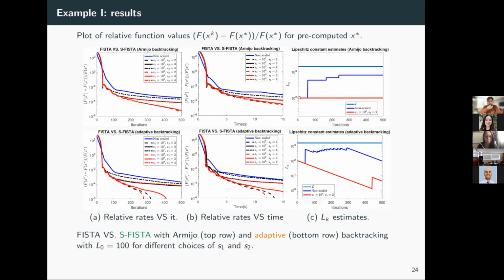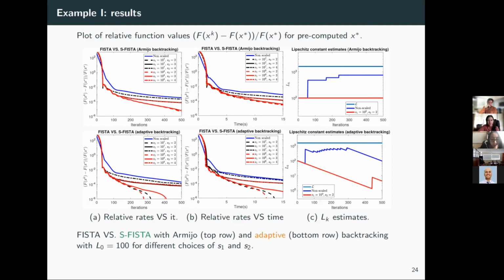So in the case of monotone backtracking, as tau k is 1 over L_k, your L_k can only increase, whereas here it can increase or it can decrease. And whenever it's small, that means that your time step is very big. So you're going very fast to the optimum. And if you compare the y-axis here, you see that in, I don't know, 300 iterations, we reach a much better accuracy than the one that we get with standard backtracking, and also over a fixed CPU time.